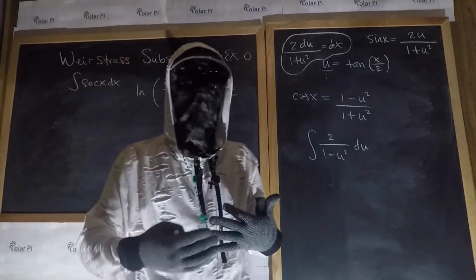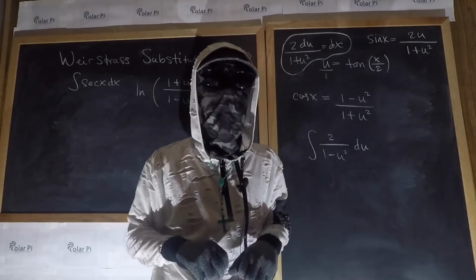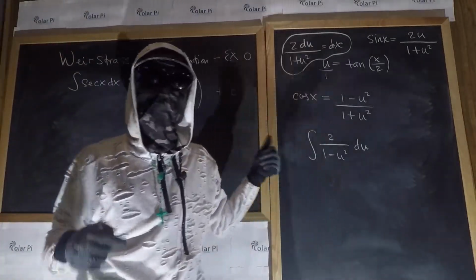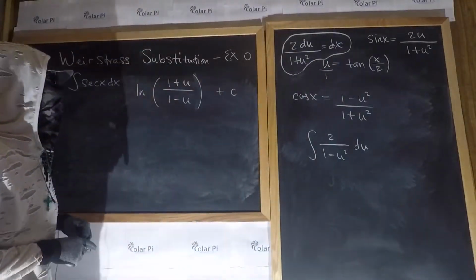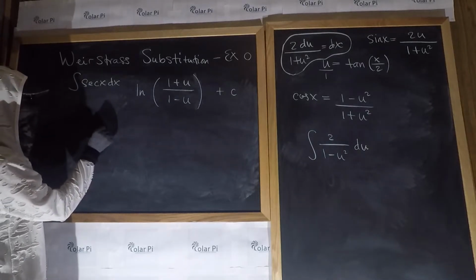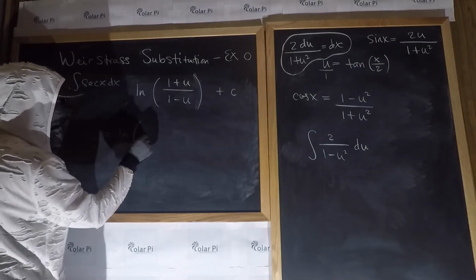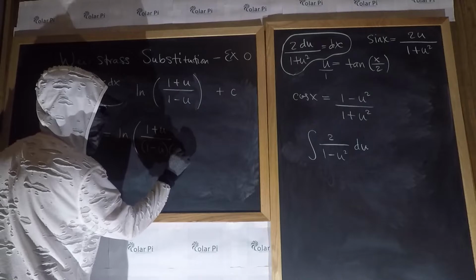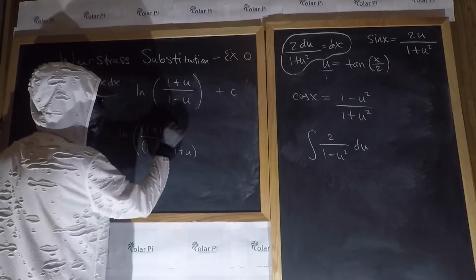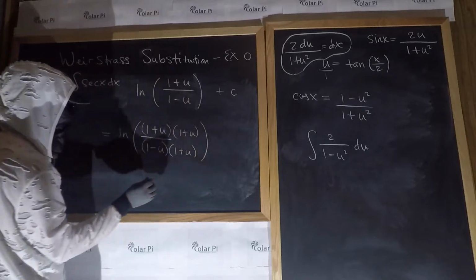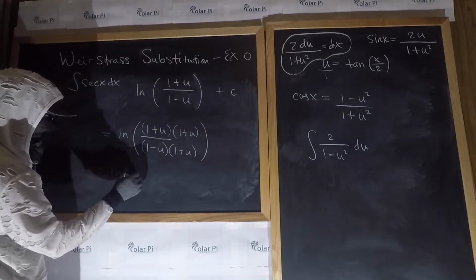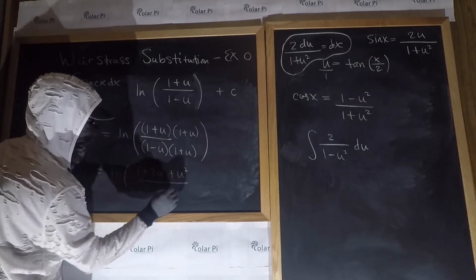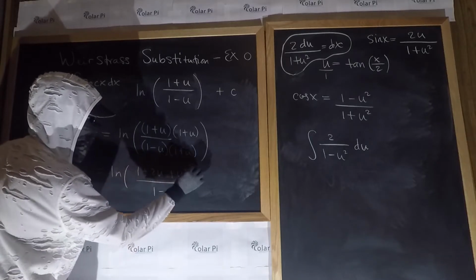in 2 different ways in my video series on important integrals. And this answer, if we substitute for u with tan x over 2, doesn't match those 2 answers. So here's what we can do to make it match: if we take 1 plus u over 1 minus u and multiply both top and bottom by 1 plus u, then we're going to get the natural log of 1 plus 2u plus u squared over 1 minus u squared, right?